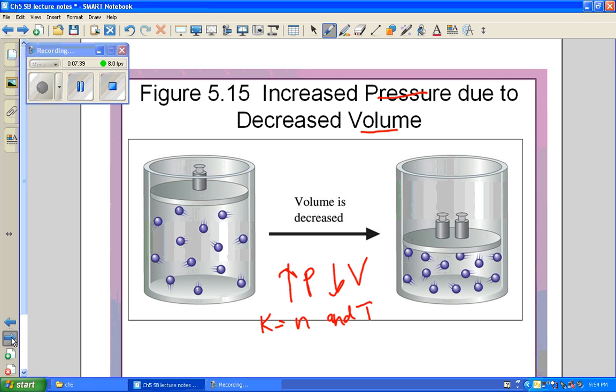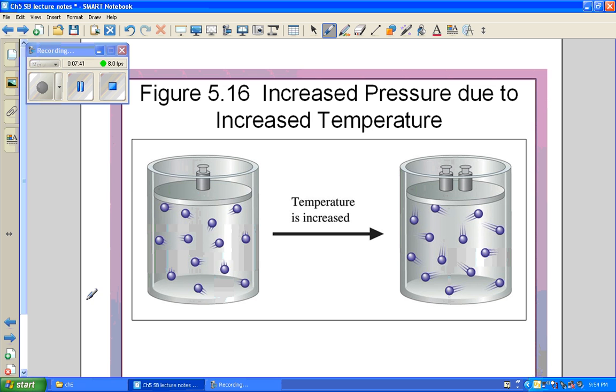Okay, if we look here, we have increased pressure due to increased temperature. So here we are assuming that our constant is volume, so we're holding our volume constant. And if we take a look at increased pressure due to increased temperature, we are saying that our pressure is proportional to our temperature.